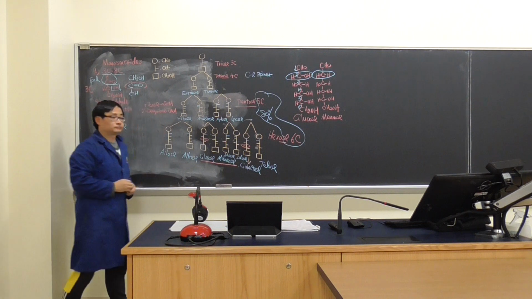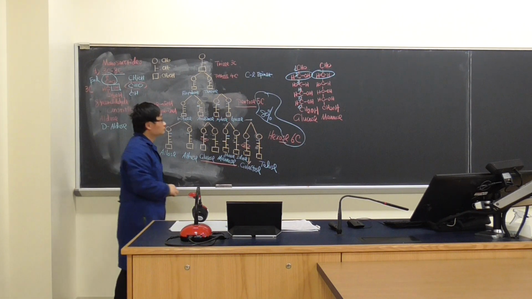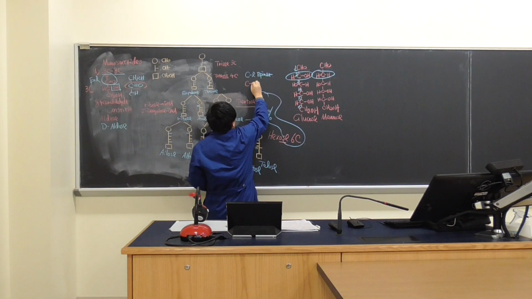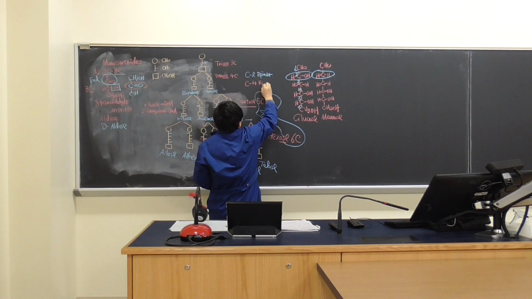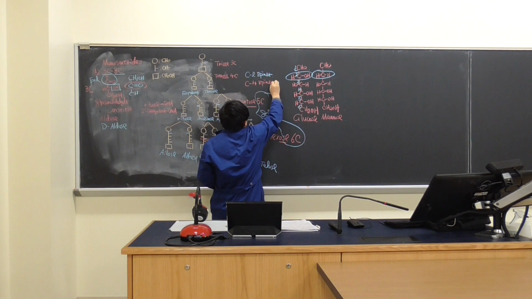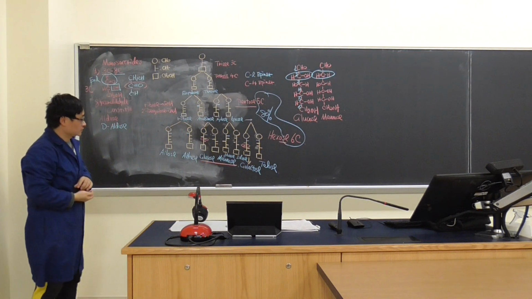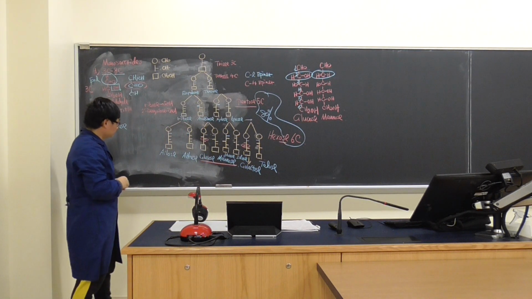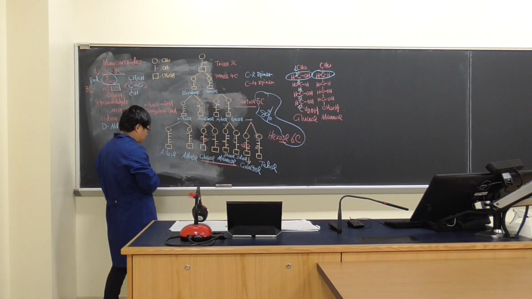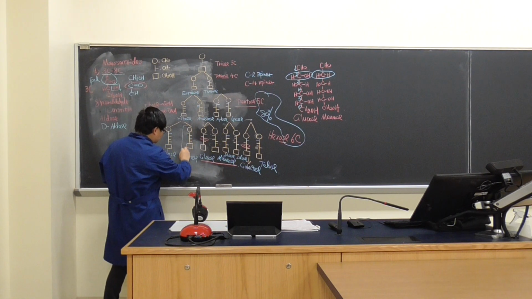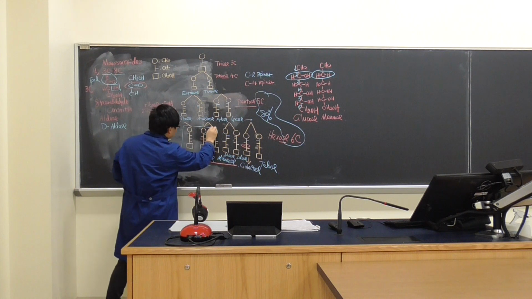Is that right? So what do we call it? Carbon 4 epimer. Okay, so that is called an epimer. Okay, then, how about galactose and glucose?